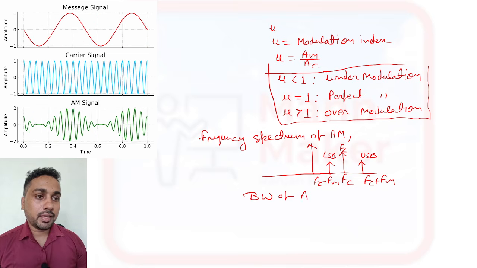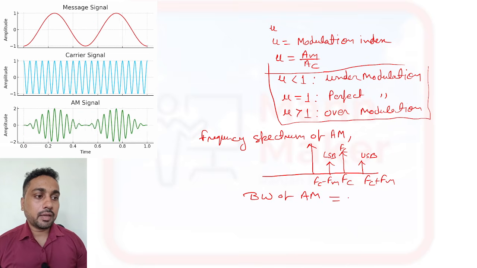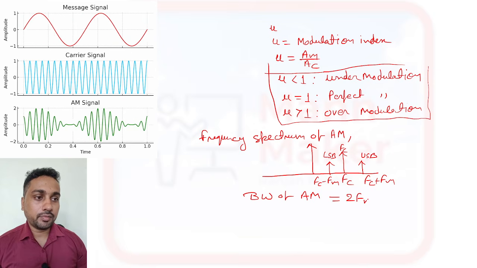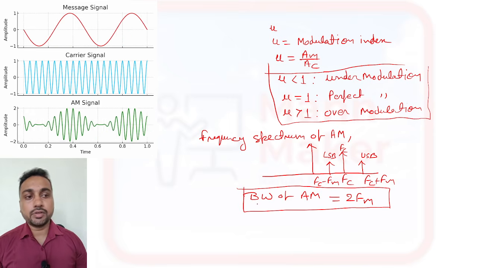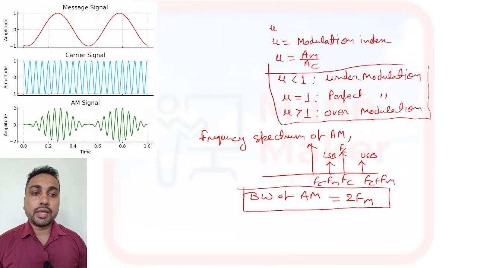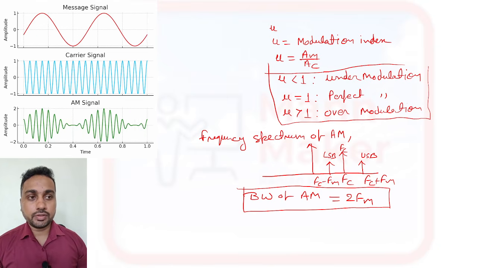And the bandwidth of AM, the bandwidth of AM is what? 2 FM. Okay, just remember this point. Bandwidth of amplitude modulation is what? Twice the frequency of the modulating signal. All right.